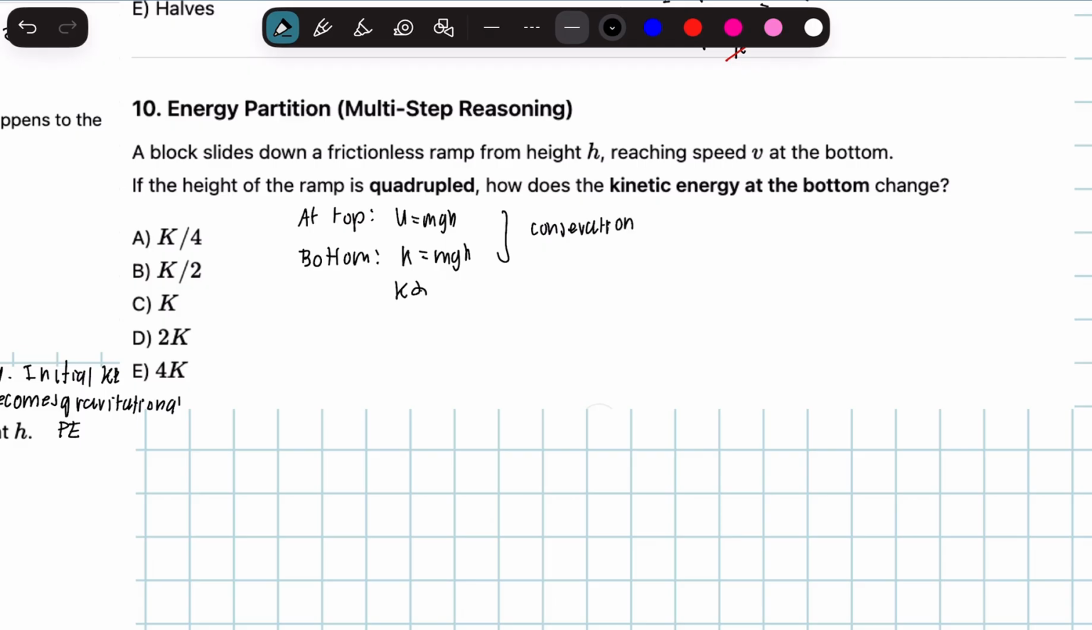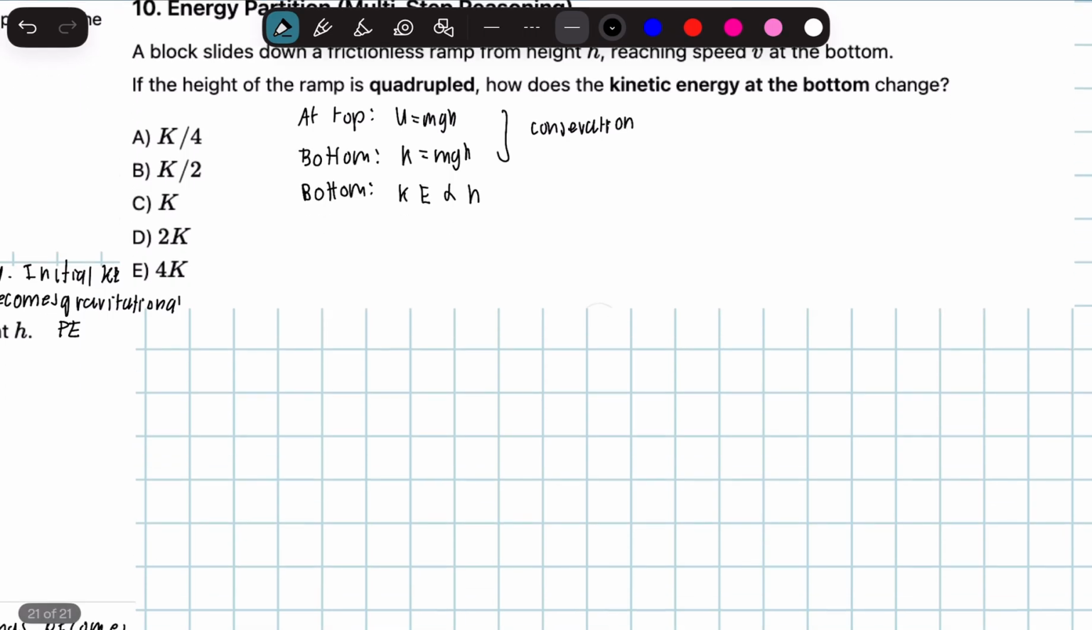So that means that kinetic energy at the bottom is going to be proportional to the height. And we also know that if the height is quadrupled, then K is going to be also quadrupled because they're proportional. Okay.